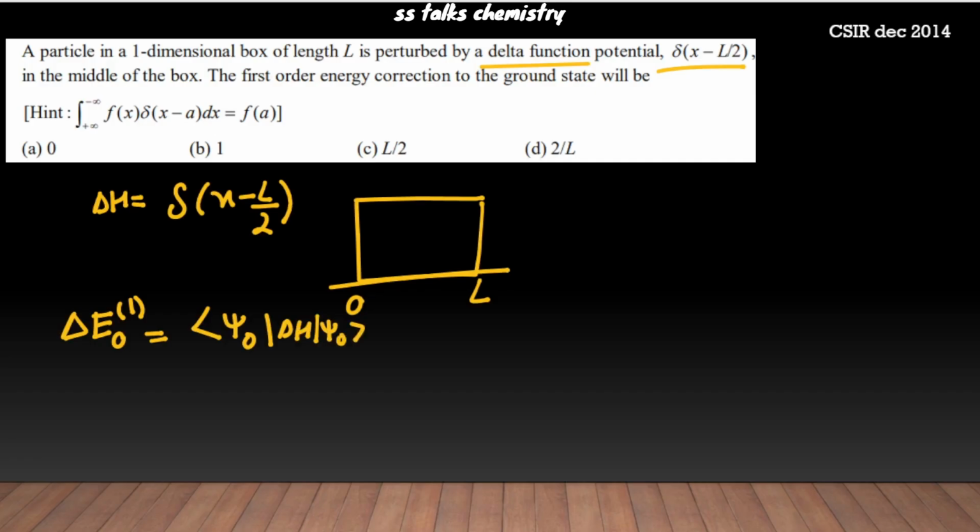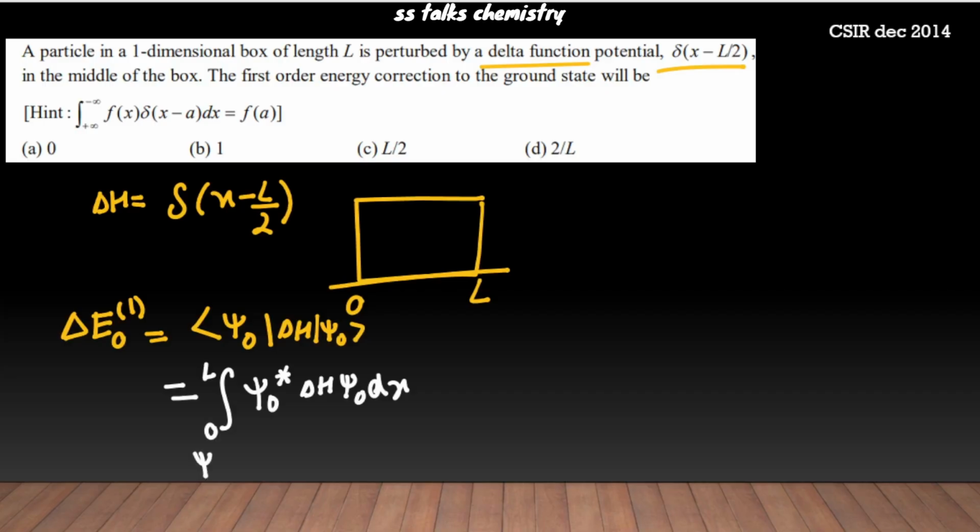Either in the bracket notation you can write it like this, or this is equal to the integration of psi naught star into delta H into psi naught dx, because it is a particle in a 1D box only, right? So now here the length is varying from 0 to L, right?